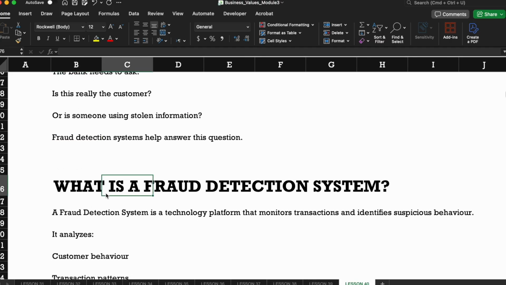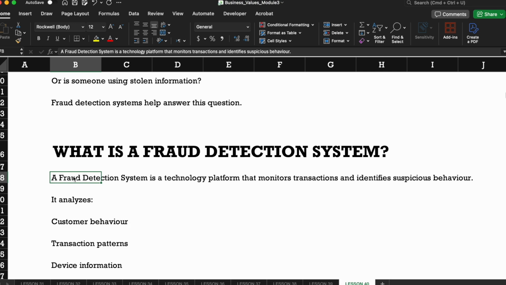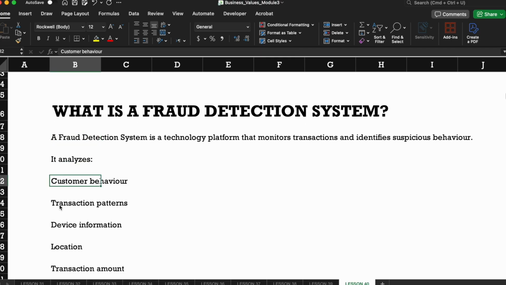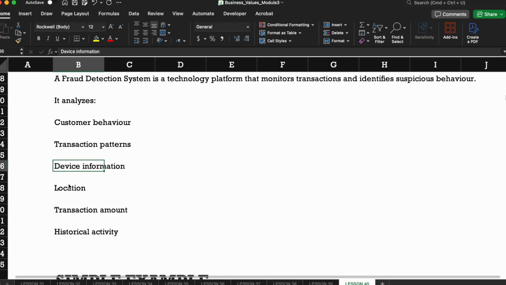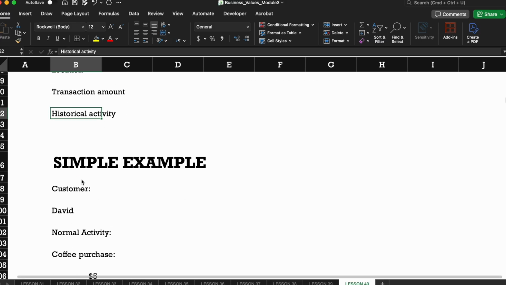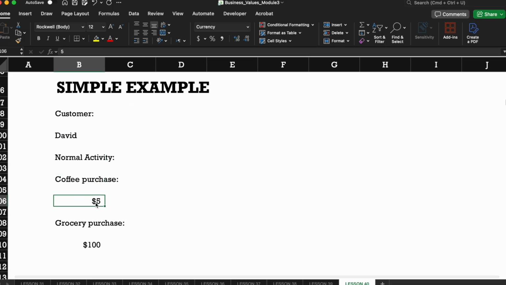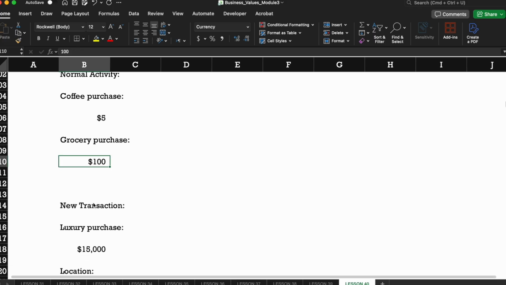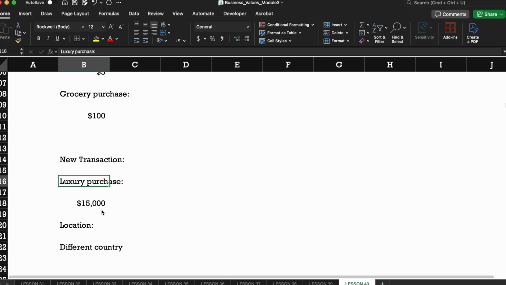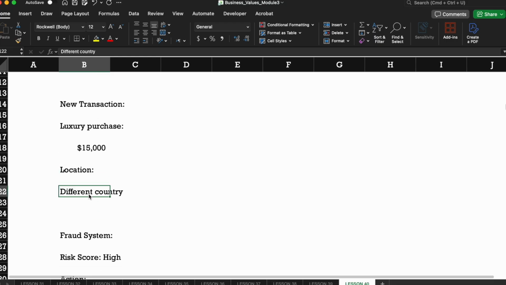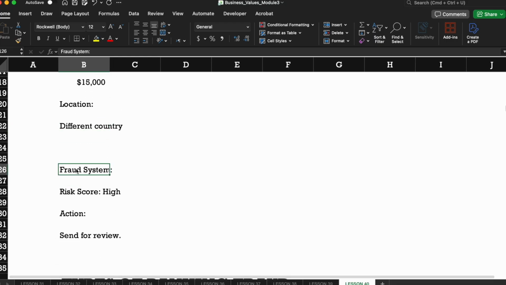What is a fraud detection system? A fraud detection system is a technology platform that monitors transactions and identifies suspicious behavior. It analyzes customer behavior, transaction patterns, device information, location, transaction amount, and history. A simple example: customer David, normal activity: coffee purchase $5, grocery purchase $100. New transaction: luxury purchase $15,000. Location: a different country. The fraud detection result: risk score high, action: sent to review.